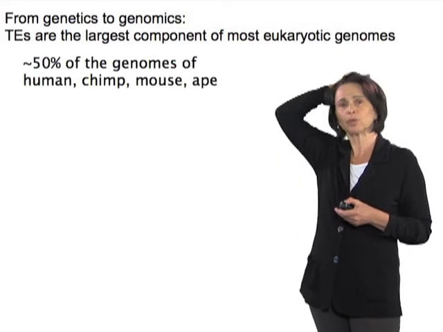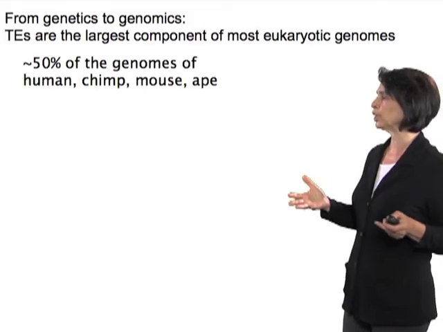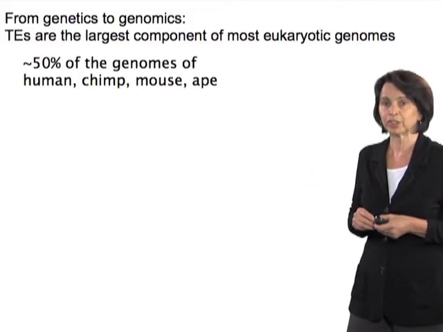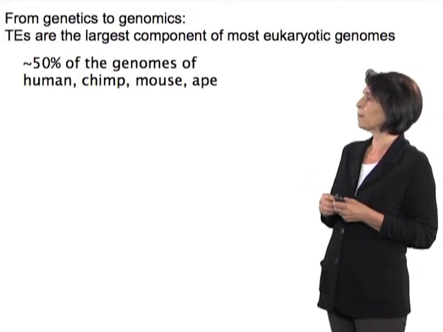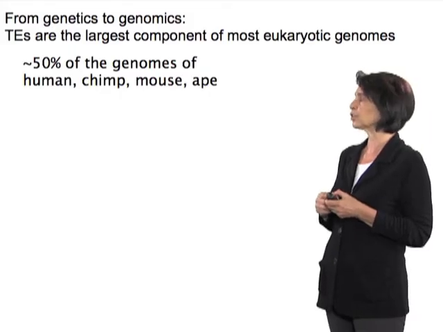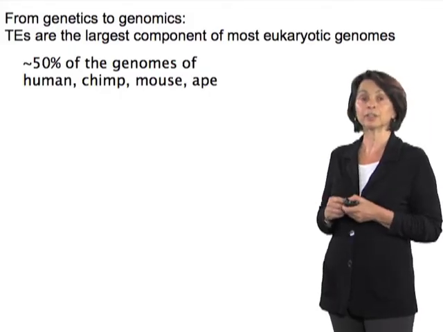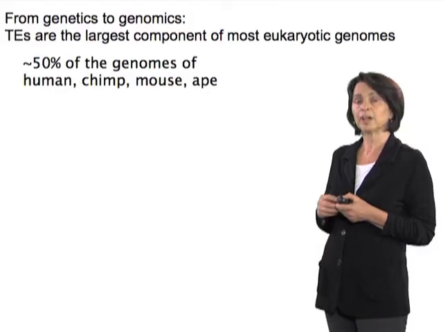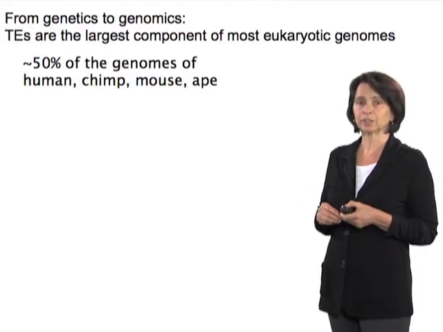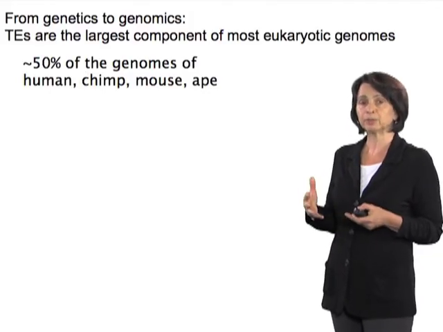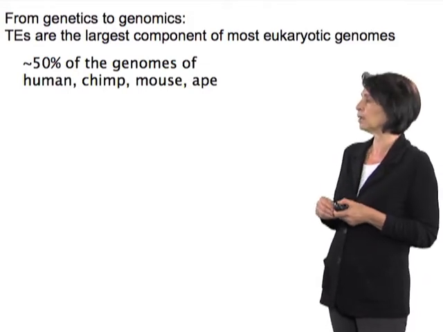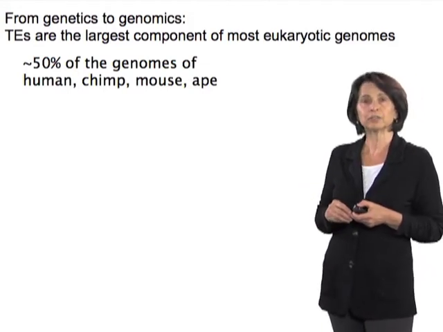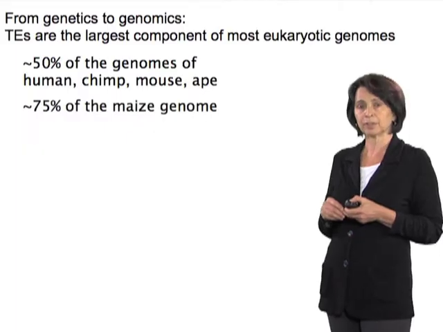So when we started sequencing genomes, and when I say we, I'm using the general we of the scientific community, it turns out that the largest component of genomes is derived from transposable elements. 50% of the human genome, of the chimp genome, of the mouse genome, more or less 50%, is derived from transposable element sequences.